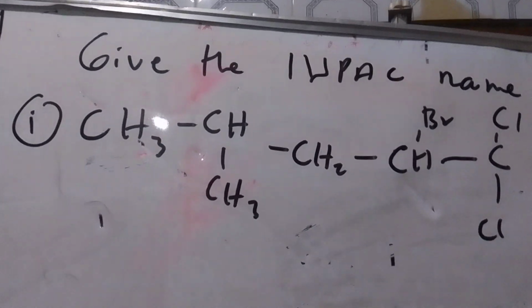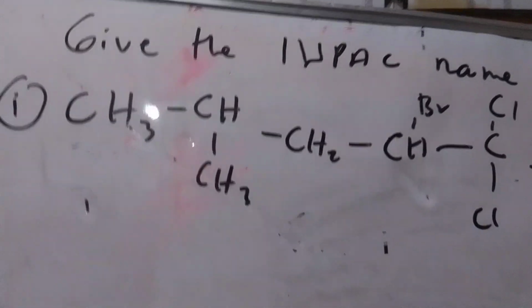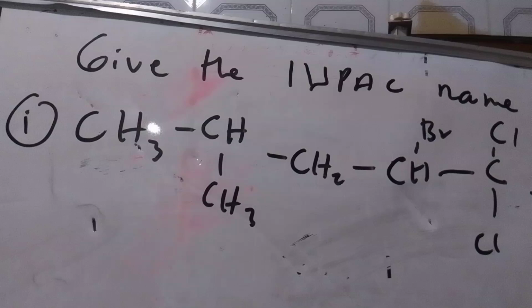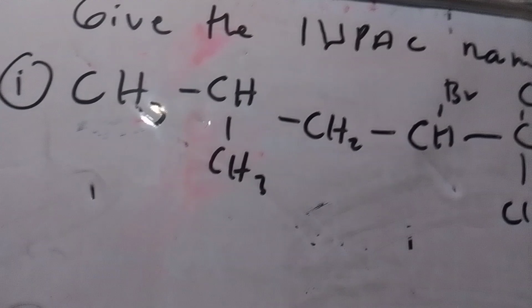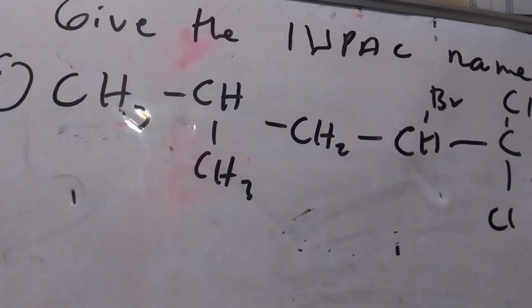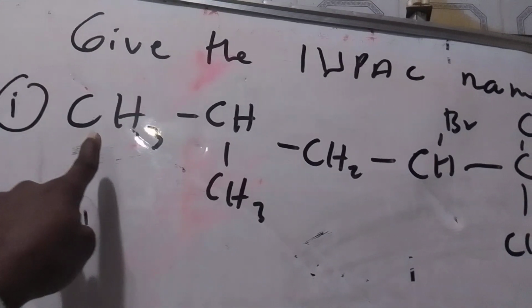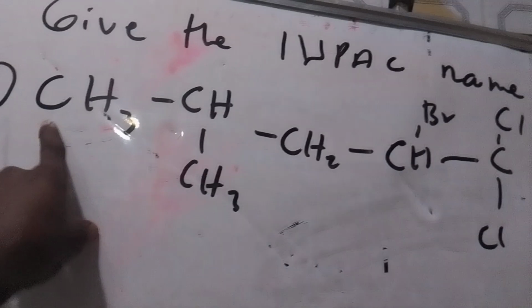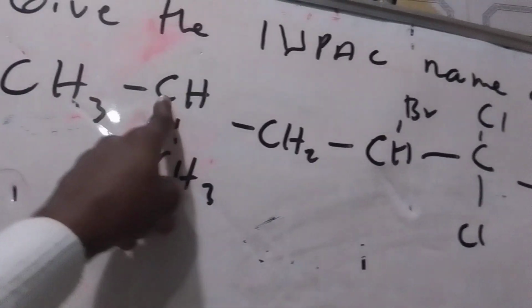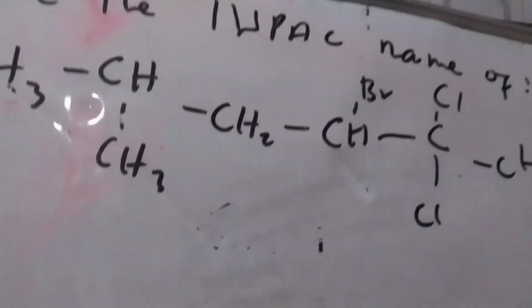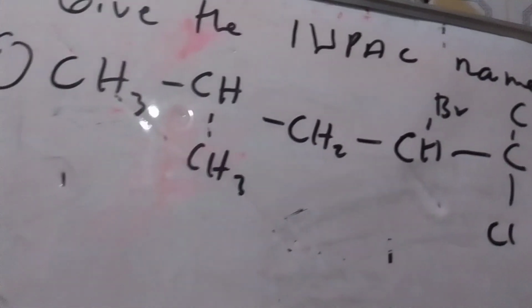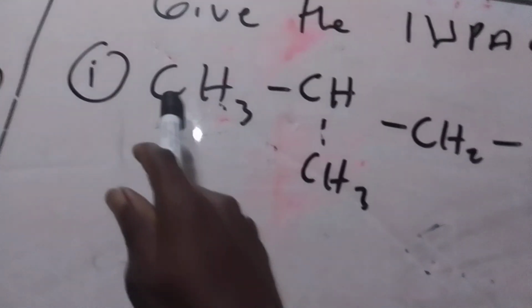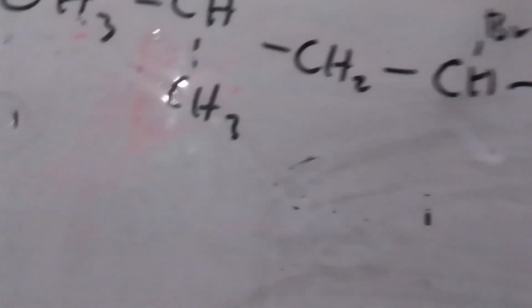Let's consider the compound on the board. The question is, give the IUPAC name of the compound. Now looking at the compound here, you will notice that we have a carbon atom here, we have the second carbon atom here. The first thing you have to do is identify the straight chain. This is just the straight chain here.